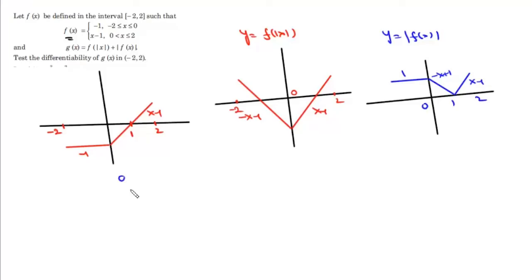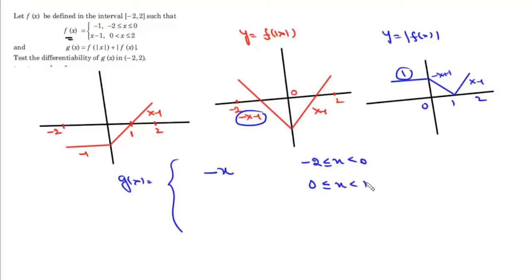Now we'll start writing the definition of g(x). Now when x lies between minus 2 and 0, this definition is minus x minus 1, and this is plus 1. If we add them, it will be simply minus x. Now in between 0 and 1, this is x minus 1 and this is minus x plus 1. So it will be 0. And when x lies between 1 and 2, it will be 2x minus 1. Now this function is clearly continuous.